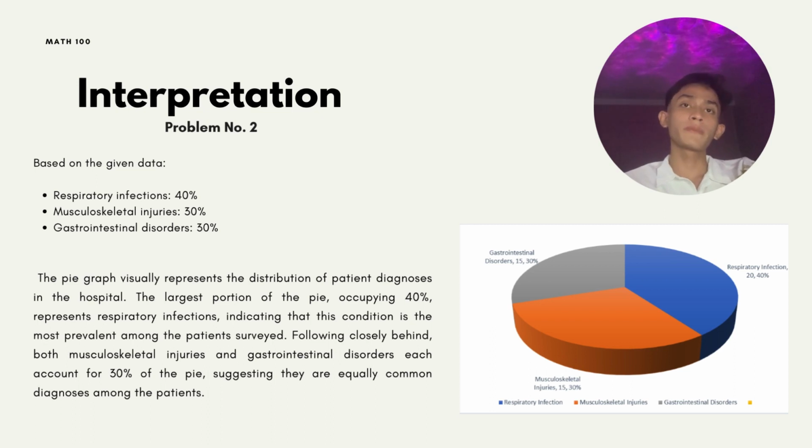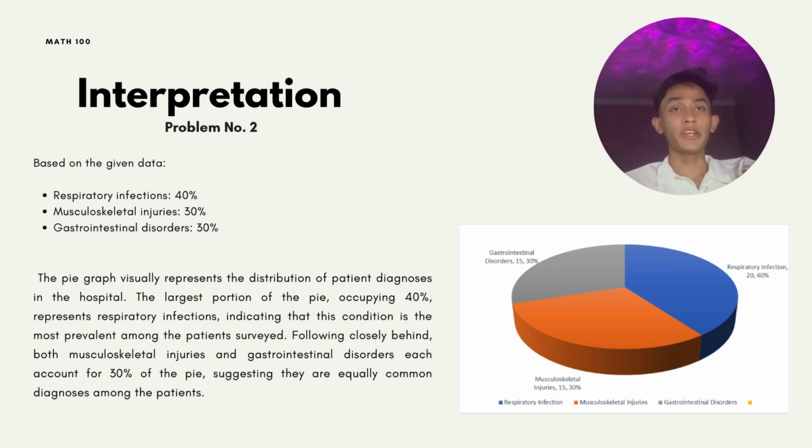Sample problem number 2. Based on the given data, respiratory infections are 40%, musculoskeletal injuries are 30%, gastrointestinal disorders are 30%. We'll use this percentage to represent the portions of the graph. So the pie graph visually represents the distribution of patient diagnosis in the hospital. The largest portion of the pie, occupying 40%, represents respiratory infections, indicating that this condition is the most prevalent among the patients surveyed. Following closely, both musculoskeletal injuries and gastrointestinal disorders each account for 30% of the pie, suggesting they are equally common diagnoses among the patients.